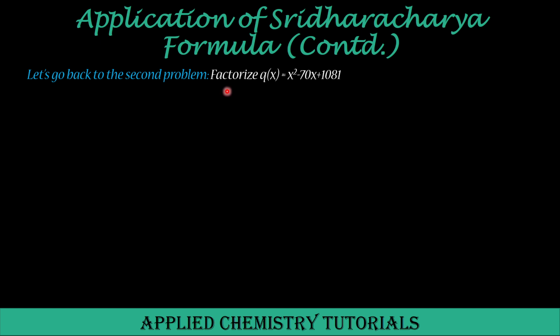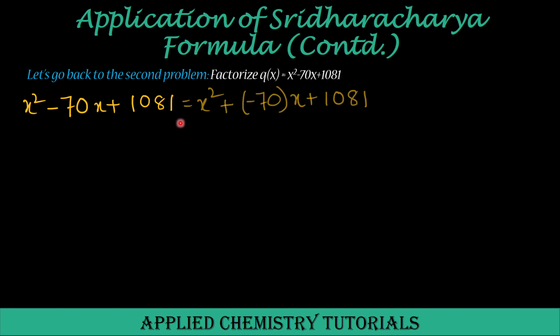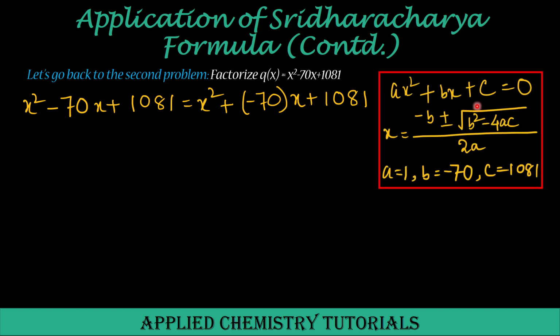Now let's go back to the second problem. Factorize q(x) = x² - 70x + 1081. So rewriting the problem statement, x² - 70x + 1081 equals x² + (-70)x + 1081. So we are writing this in ax² + bx + c format. Again, when the quadratic equation is ax² + bx + c = 0, we can find the roots as x = (-b ± √(b² - 4ac)) / 2a.